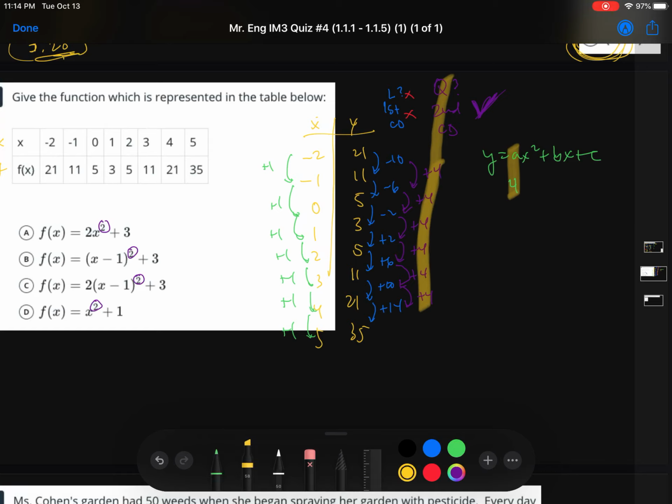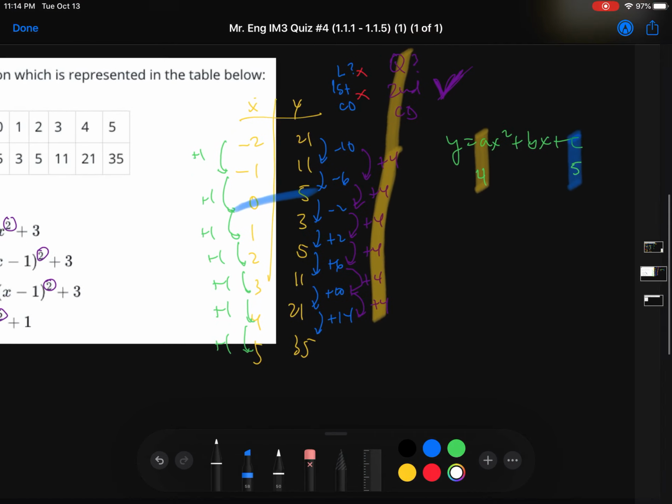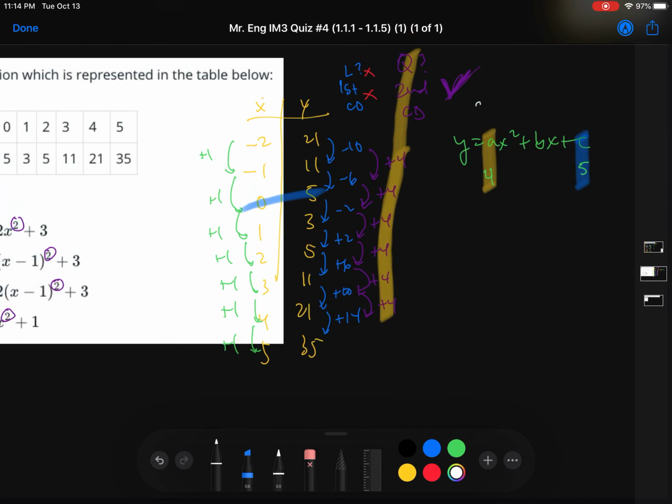The c value comes from the y-intercept. The y-intercept is 0, 5. So we're just going to write a 5 here. The c value is the y-intercept. The y-intercept is 0, 5. Okay, so this is what I have so far. The a value came from the second common difference. The c value came from the y-intercept, which was 0, 5, okay?